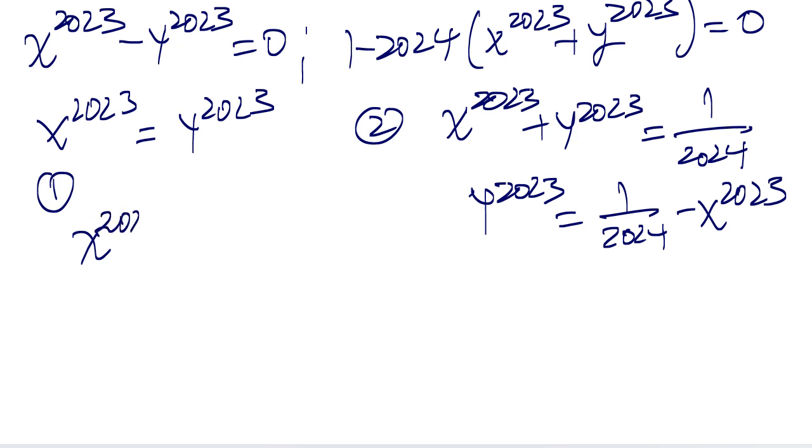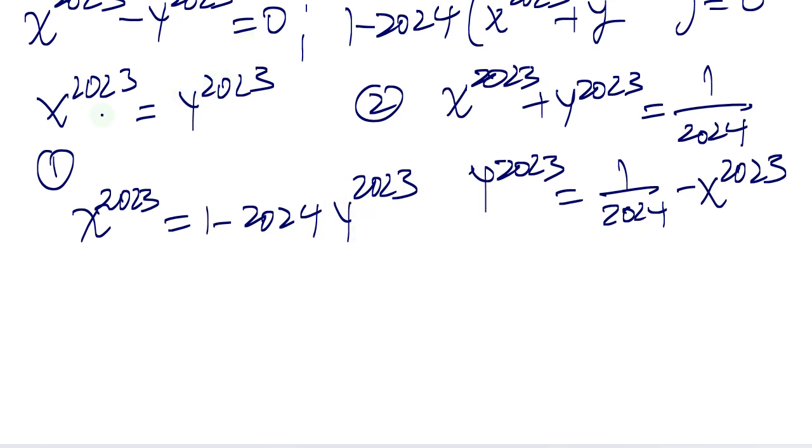So 2023, 1 minus 2024, y to the power of 2023, right? So x to the 2023 equals y to the 2023. So we have then that we're gonna bring this one to this side of the equation as x, right? Because it's the same thing. Sorry, I made a mistake here.